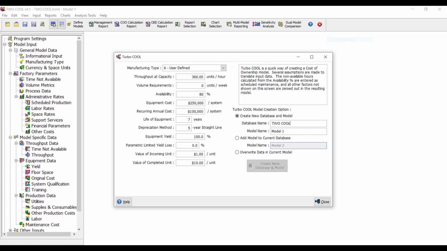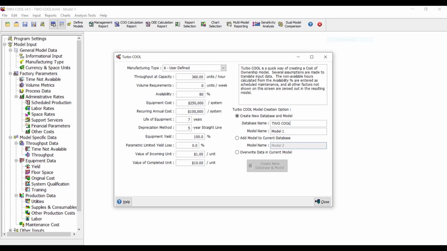Equipment yield is the percentage of the product that enters this step that is passed along to the next step. Reasons for loss would be breakage or gross misprocessing, where you immediately recognize the product is defective. Parametric limited yield loss is a measure of the percent of the product that has some manufacturing parameter out of specification. Normally, these defects are caught at a later inspection step.